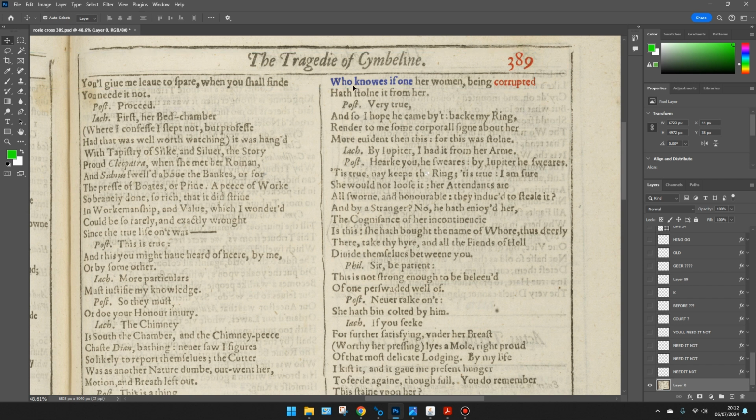But it's also saying who knows if one, and that is quite a fact because there isn't one page 389, there's another page 389, 10 pages further forward. But that's something we can discuss perhaps in another video. It's just a kind of verification that this page is an error, and they're verifying or clarifying that error for us by giving us this word corrupted under the page 389.